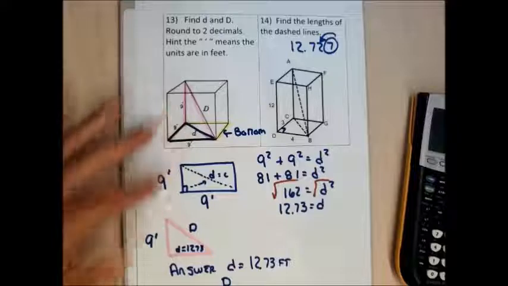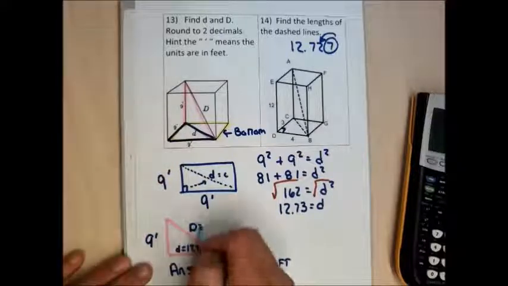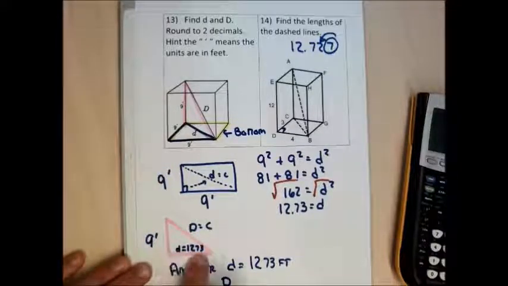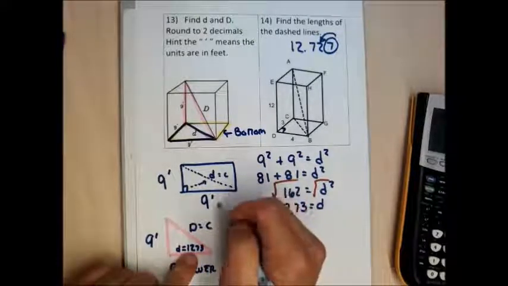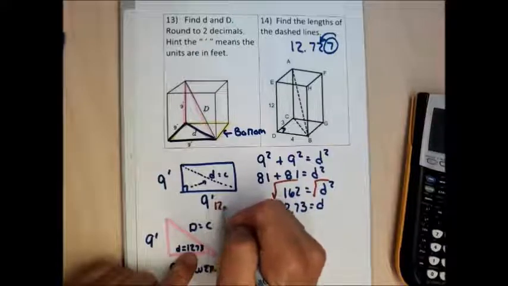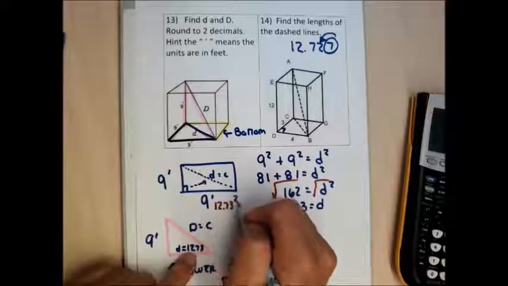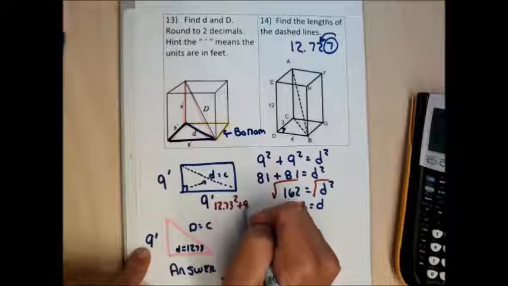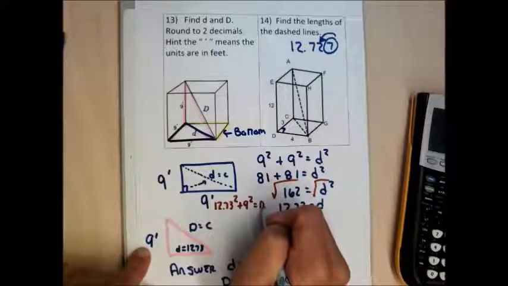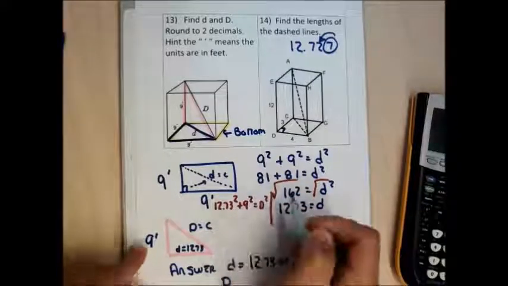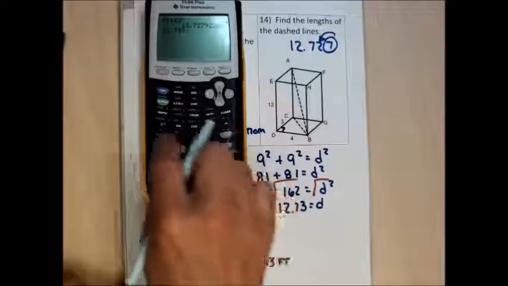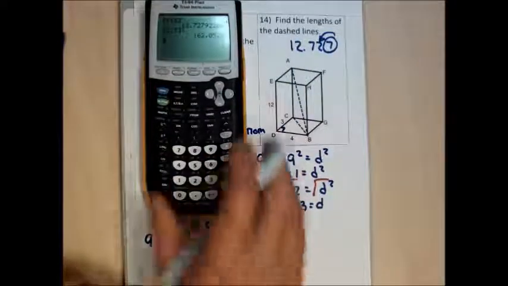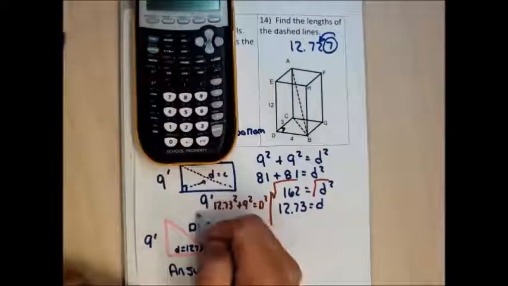So in this pink triangle, the big D is my C, and these are my A and B's, and they're interchangeable. Let me just do a different color because I'm running out of room here. So to find the big D, I'm going to do 12.73 squared plus 9 squared equals big D squared. And this gives me 162. I'm just going to keep all these decimals.